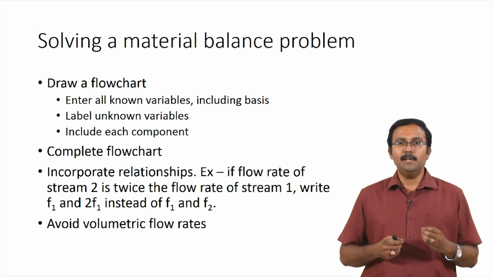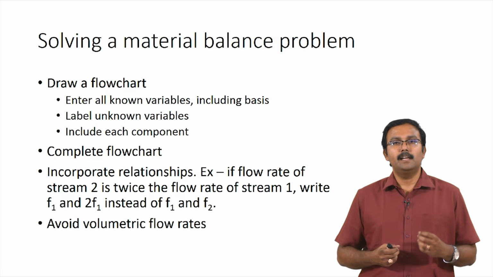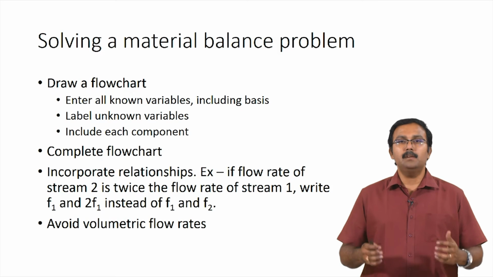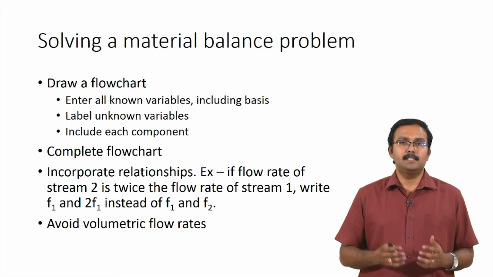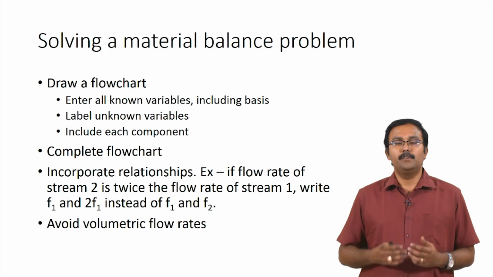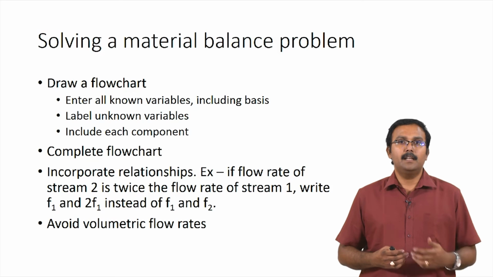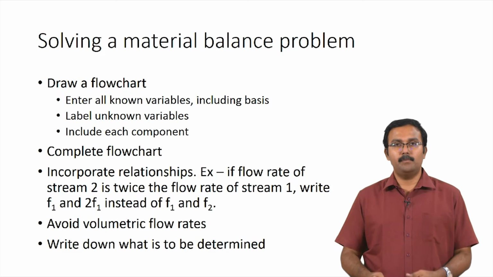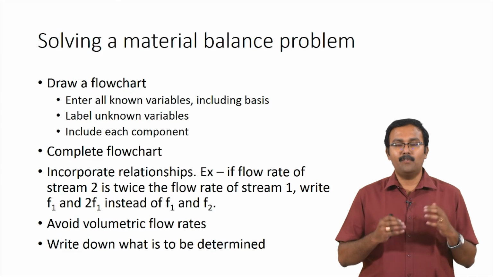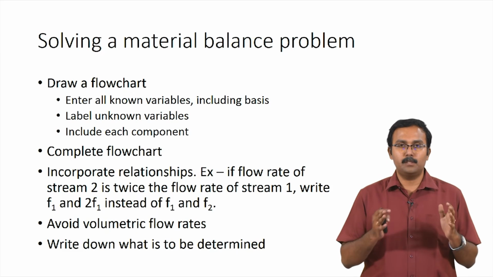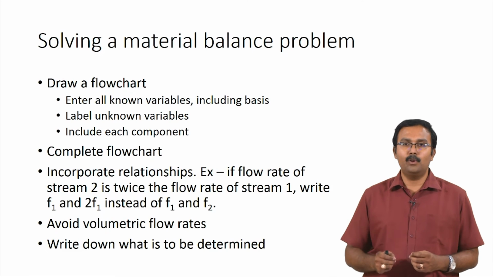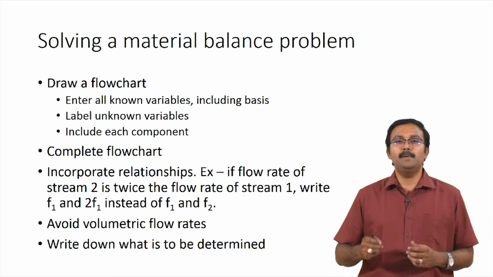Whenever you are preparing these flow charts, ensure that you do not use volumetric flow rates. The reason is volume is not conserved, mass is the only thing which is conserved. So, if you have a change in phase, then there can actually be a significant change in volume without mass being changed at all. Write down what has to be determined. So, once you have all the data from the question put into your flow chart, make sure that you also note down what information needs to be calculated.